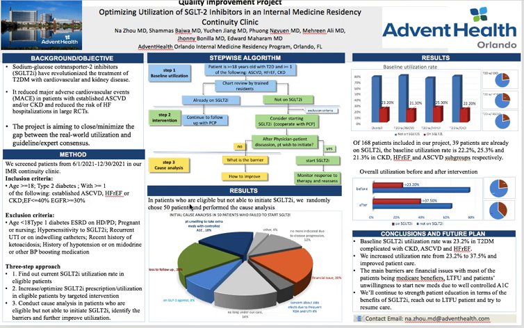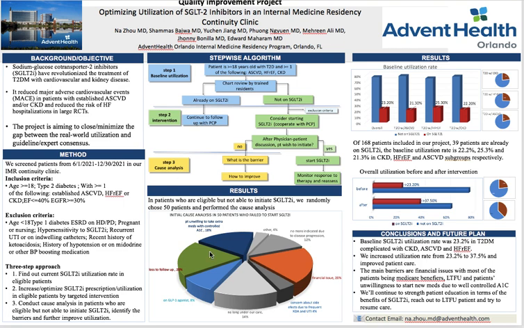In patients who have an indication but haven't started SGLT2 inhibitors, we randomly chose 50 patients and performed the cost analysis. Our results showed that 20% of patients were due to financial issues, 12% due to disease progression, 4% due to concern about side effects, and another 20% due to loss to follow-up.